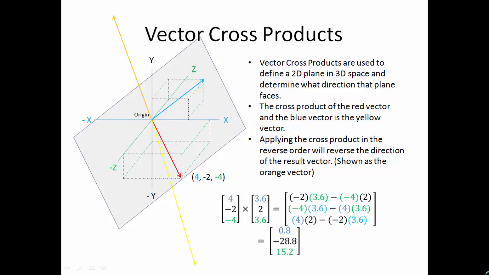But here I'm showing that the order that you apply the cross product in matters. If you do the blue vector cross product red vector, it's the exact opposite of doing red vector cross product blue vector. If you apply it in the reverse order, you'll get the orange vector, which supposedly points exactly opposite of where the yellow vector points. Or you're basically looking at the other side of the plane and saying, what direction does that side of the plane face?